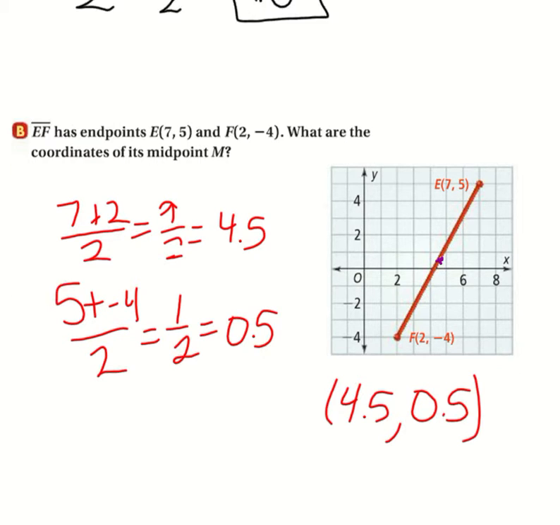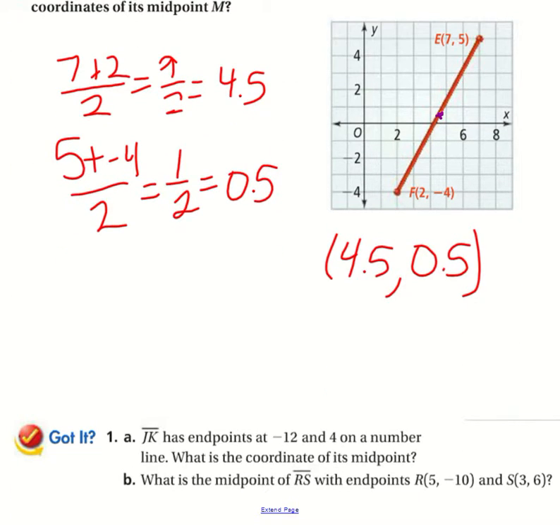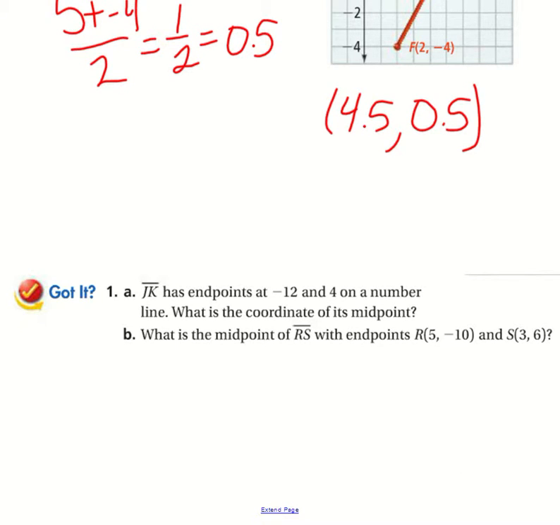Now here are two problems I want you to do. For JK with endpoints at -12 and 4 on a number line, what's the coordinate of its midpoint? And for RS with endpoints at 5, -10, and 3, 6. Pause the video here and do.